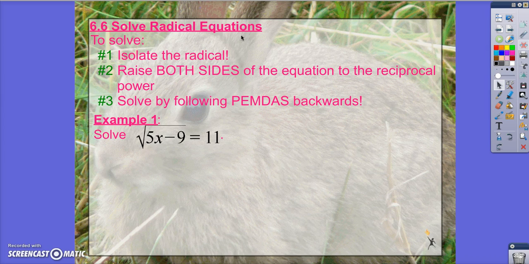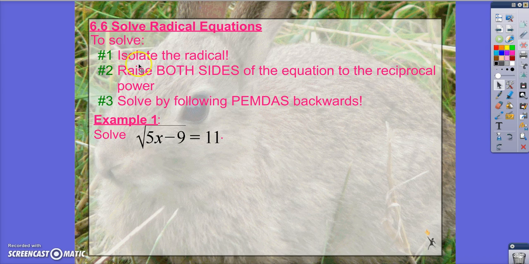So you've solved problems where you had exponents, like if you had a fifth power, you took the fifth root. And now we're doing the opposite. So here are the steps to solving radical equations. We'll start with some basic ones. Number one, isolate the radical. The radical or root can only be the one thing that's on that side. Any other number has to be taken care of first. Two, raise both sides of the equation to the reciprocal power. Three, solve by following PEMDAS backwards.